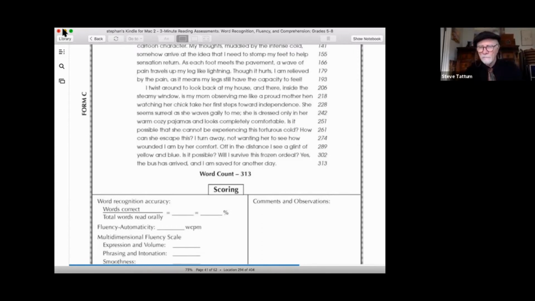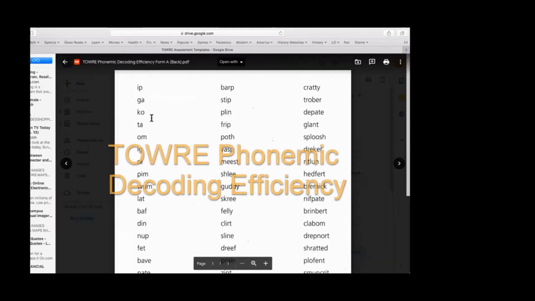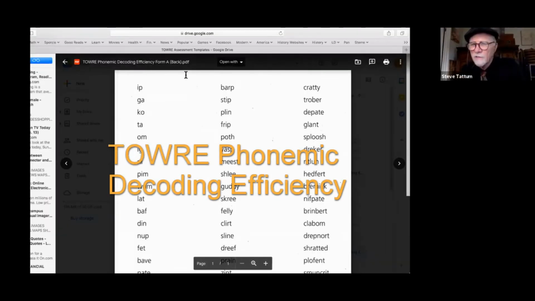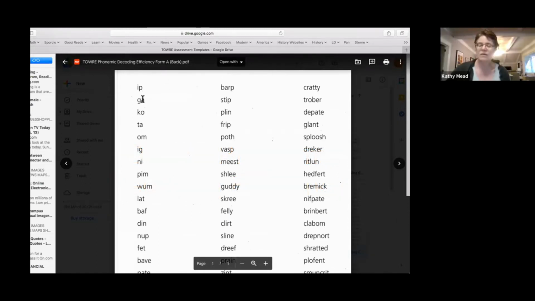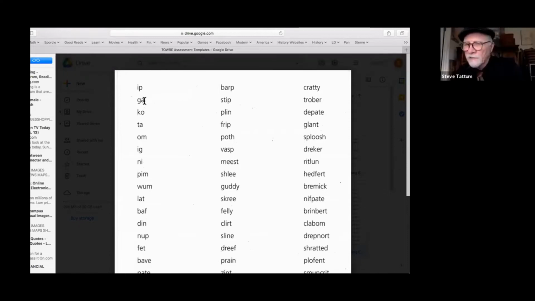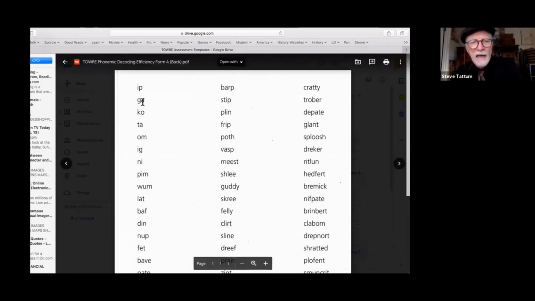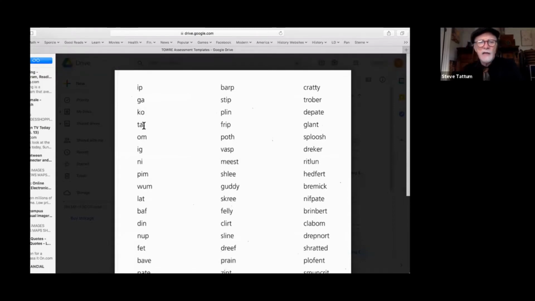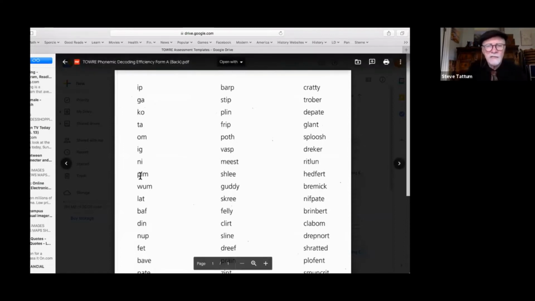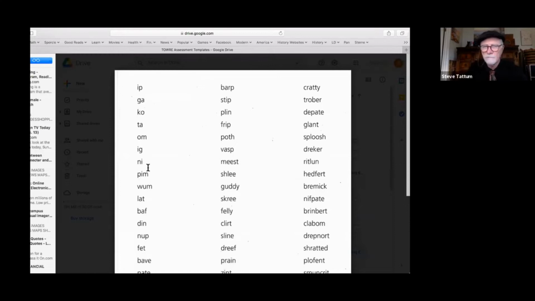at the phonemic decoding. So the child will have 10 practice words of nonsense words before they do it. They get 45 seconds. They will accept an open syllable, the short sound. The directions tell you that. So ip, gat or gay, ka or ko, ta or te. You know, in my case, I would make them do it long, but they accept either. Ig, nin, I, pim, wum, lat. Okay. So when you get a start one, they're getting maybe this and they're getting half of them wrong or all of them wrong.